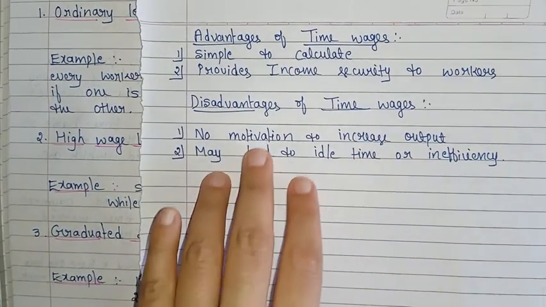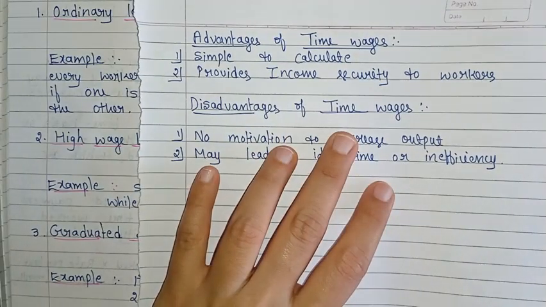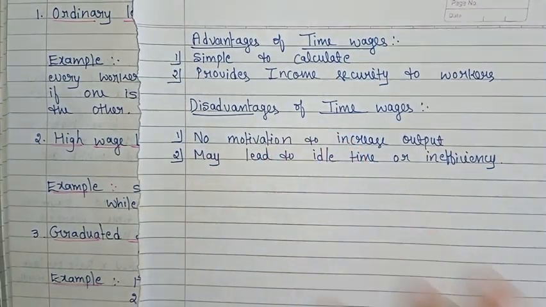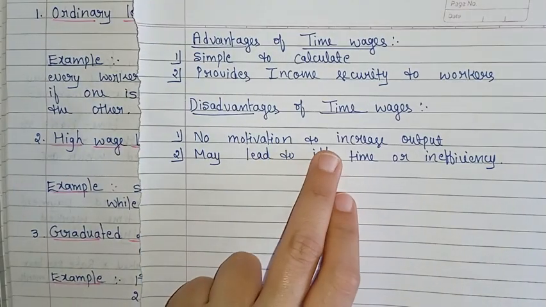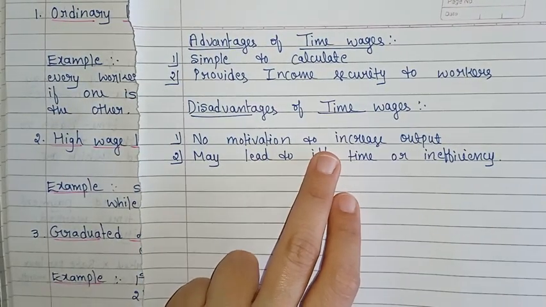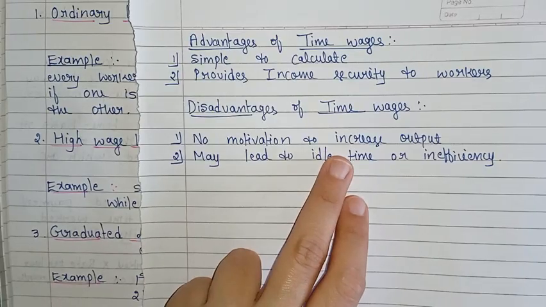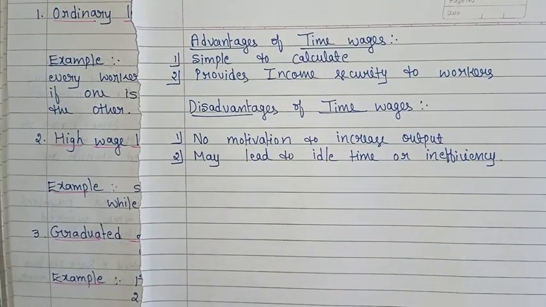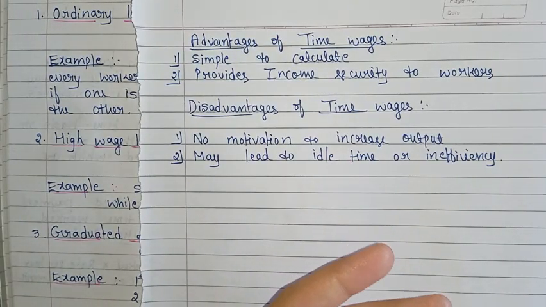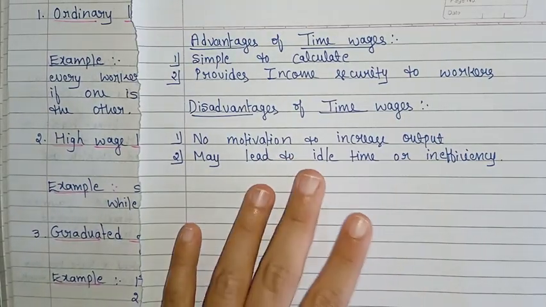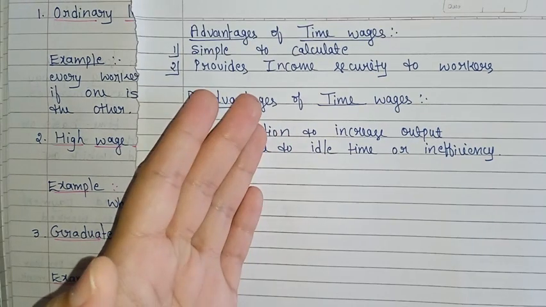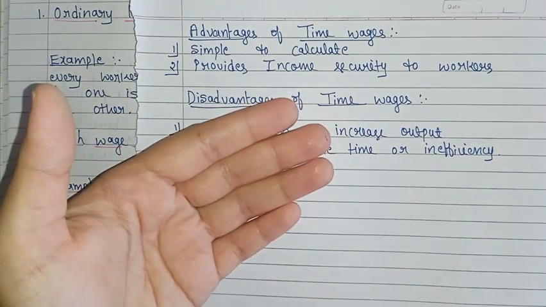Now, next one, disadvantages of time wages. Here what are the disadvantages of time wages? The first one is no motivation to increase output. No motivation to increase the output, because here we are not considering the output, right? Workers are paid for time, not output. So there is no direct reward for producing more, right?